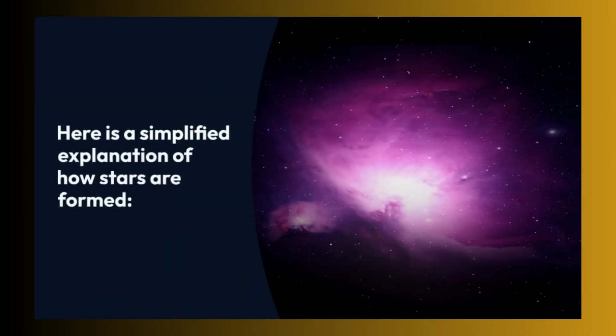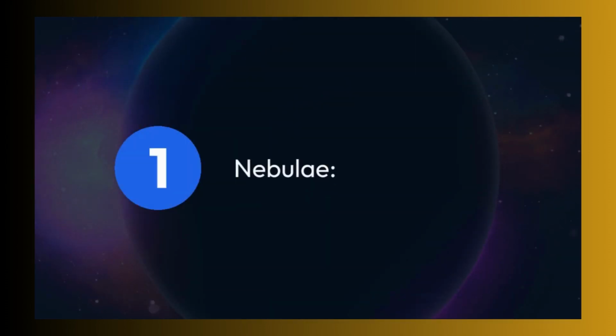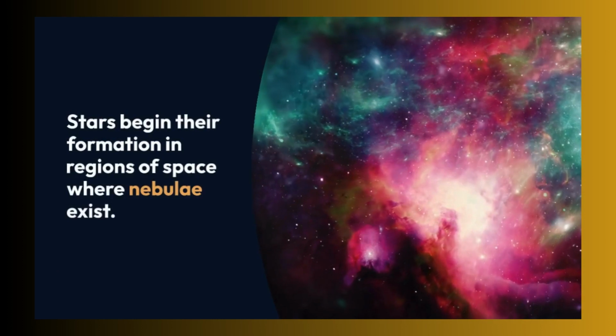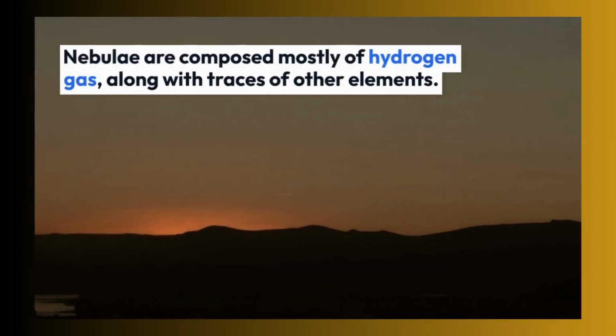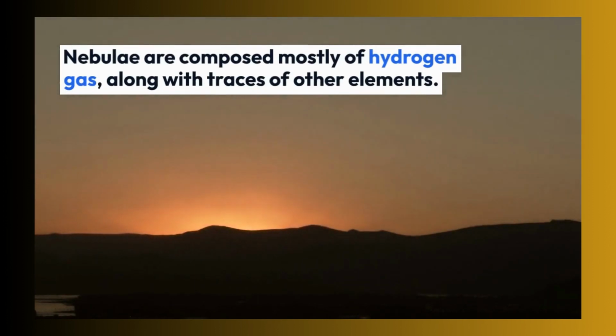Here is a simplified explanation of how stars are formed. 1. Nebulae. Stars begin their formation in regions of space where nebulae exist. Nebulae are composed mostly of hydrogen gas, along with traces of other elements.